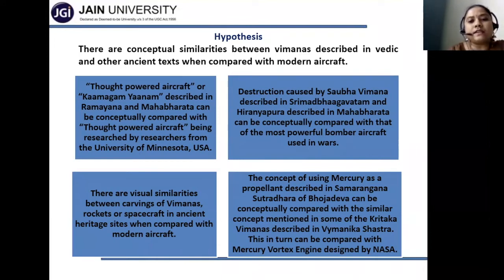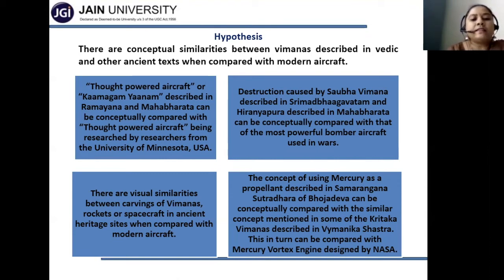And the second one was that the destruction caused by Saubha Vimana described in Srimad Bhagavatam and Hiranyapura described in Mahabharata can be conceptually compared with that of the most powerful bomber aircraft used in wars. Saubha Vimana is something which King Salva received as a boon by doing deep penance to Lord Shiva. So it was a metallic flying city. And then Hiranyapura, it was a floating city. Daitya Puloma had done severe penance for several years and received it as a boon from Lord Brahma. We can find this description in Mahabharata. So both can be compared with the most powerful bomber aircraft which can be used in wars.